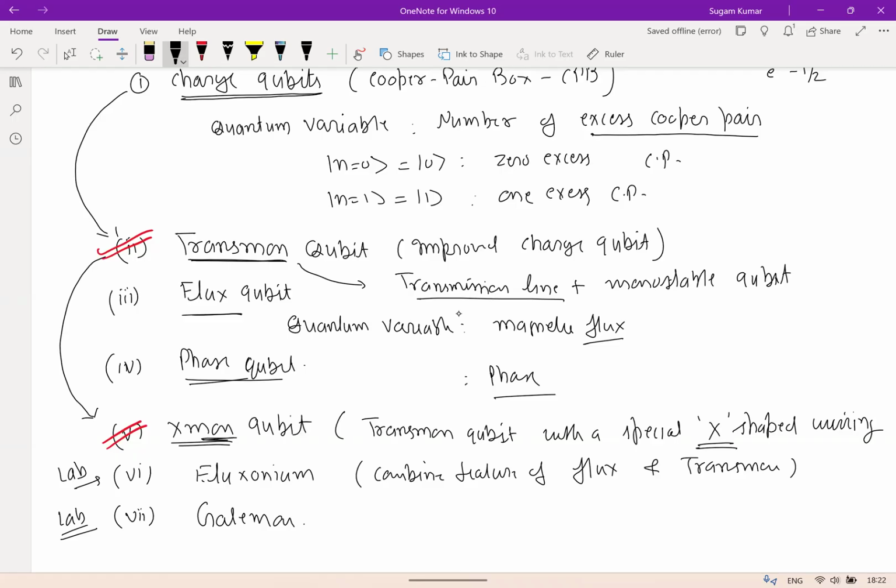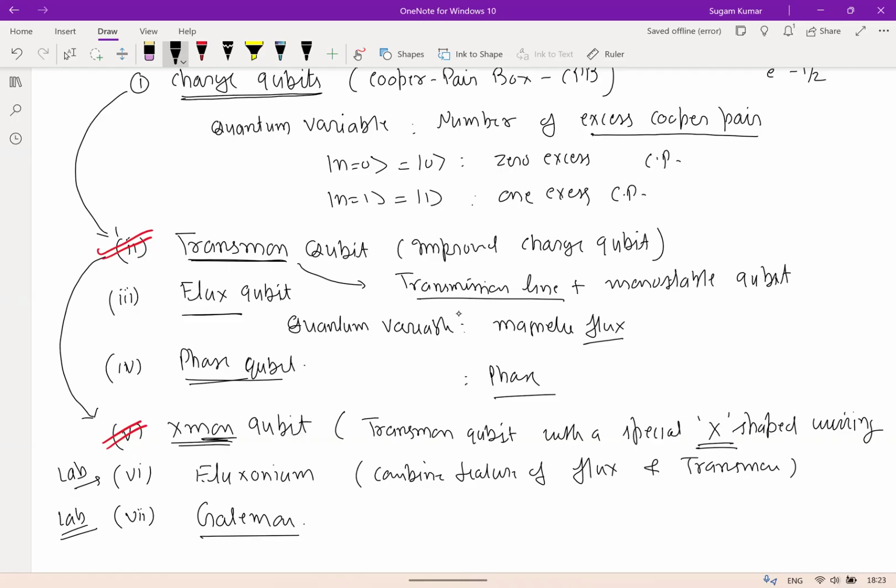Fluxonium means again it is using flux, an advanced version of the flux qubit. But as I mentioned, this is still in the lab, and people are still trying to find some way to bring it to the industrial level.